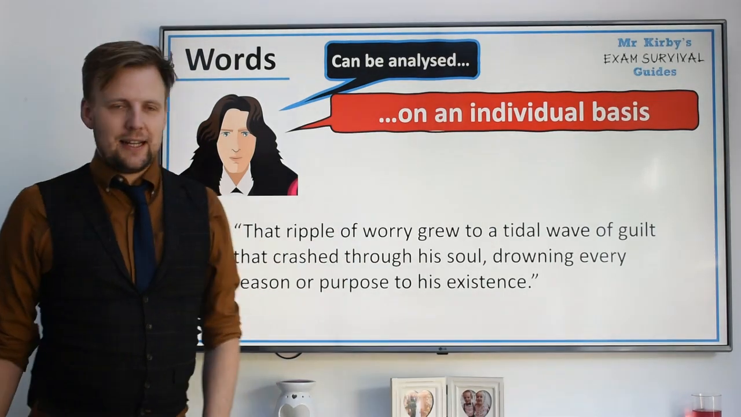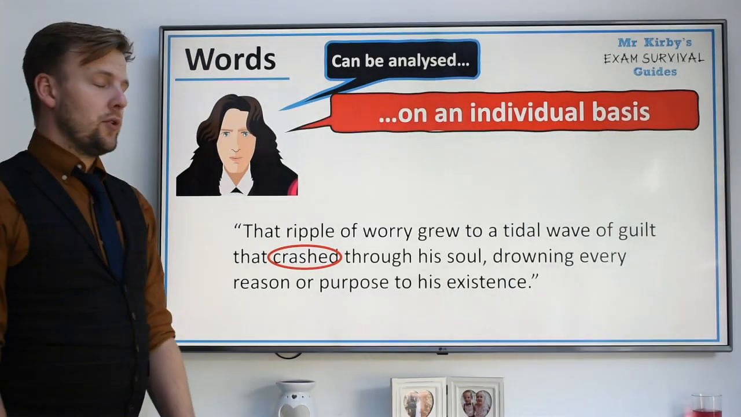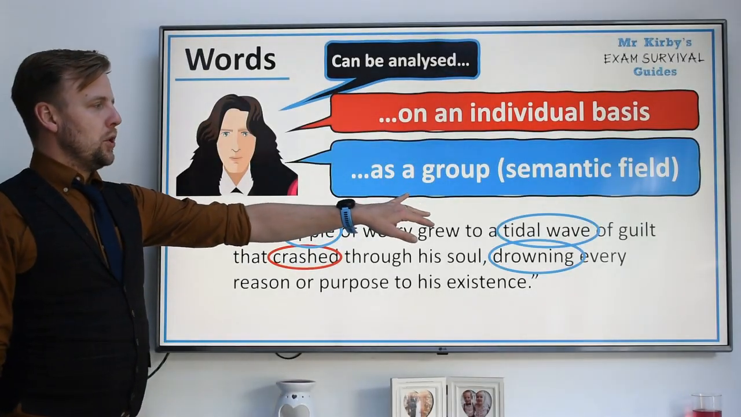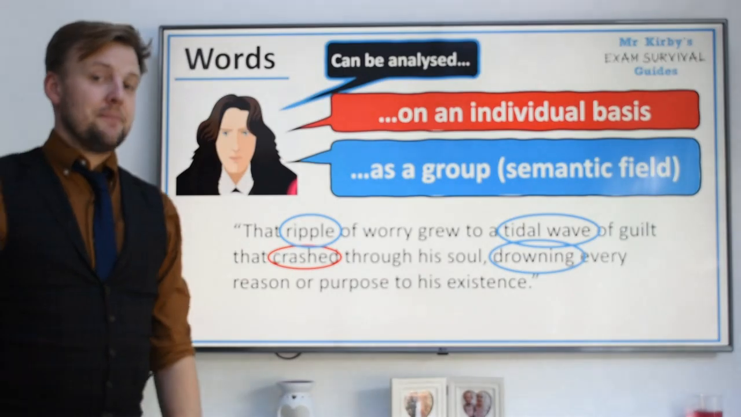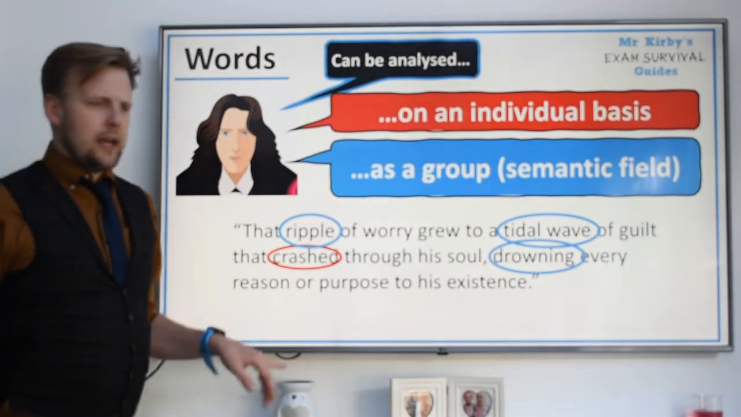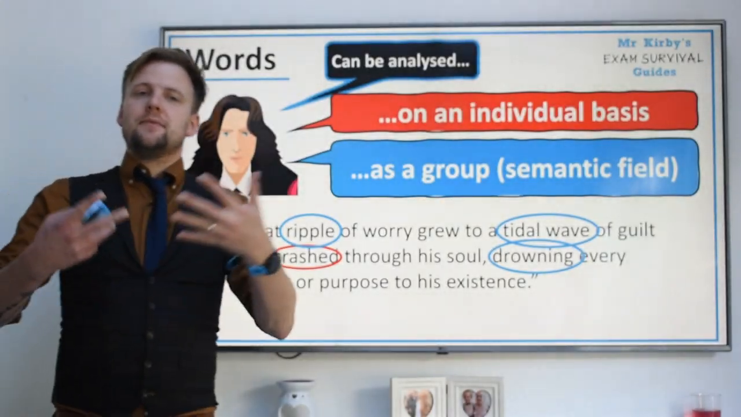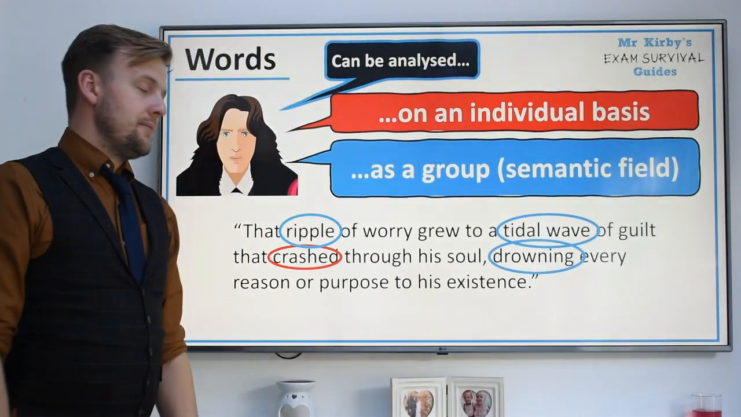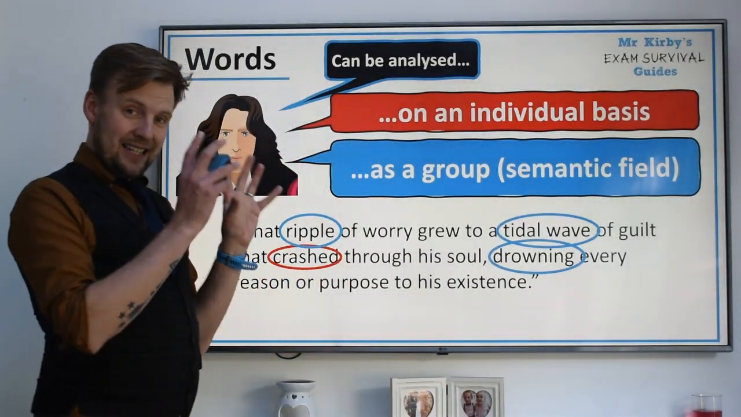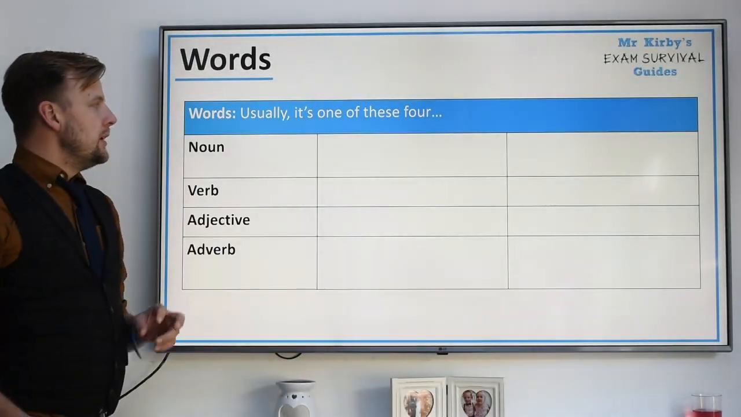So if I was reading this little extract here, "crashed" - I like the word crashed, I can analyse the word crashed. If I want to be getting top marks though, I want to be looking at that word as a group, and we call this a semantic field or a lexical set, okay? So if you look here, ripple, tidal wave, drowning, they're all part of the same semantic field of the sea, okay? So I can either talk about them as individuals, or I do exactly the same process that I'm about to show you, but as a group, okay?